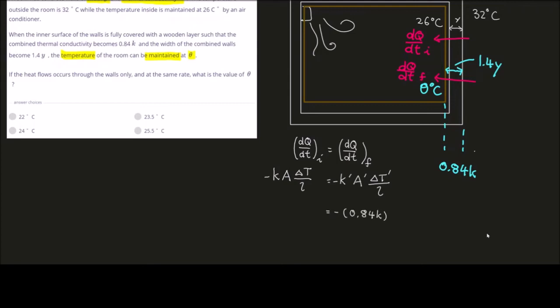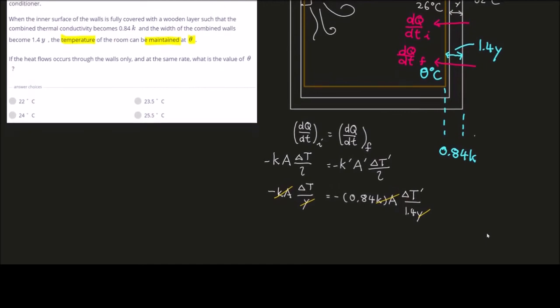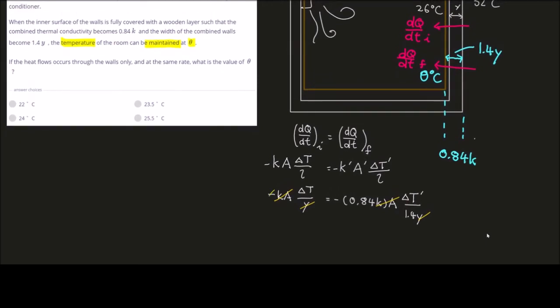Then the area remains the same. You don't change the area of the wall. The area of the wall is still the same. So A. So delta T will be different now. So let's just continue right as delta T prime. Then the length of the wall is now 1.4y. Okay. The old situation, you also do the same thing. Negative Ka delta T over y. So now there's something that we can cross out. We can cross out the Ka, we can cross out the y. Okay, they are on both sides. So now we cross out the negative sign as well.